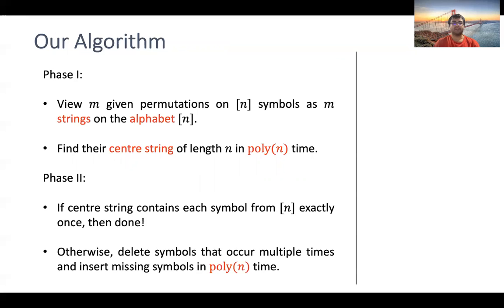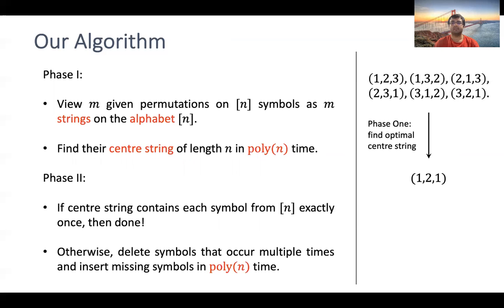So, to summarize phase 1 and phase 2: in phase 1, we will find the center string of length n in polynomial time. In phase 2, first we will check if the center string is a center permutation. If it is, then we are done, and in fact we will have an exact solution, not even a 1.5 approximate. In the other case, we will delete and insert. So this is an example where the dynamic program ran on these input instances and gave us 1 2 1. Naturally, 1 is repeated twice and 3 is missing. So we delete 1 and insert 3. But later we'll see how we will do it in a balanced manner.